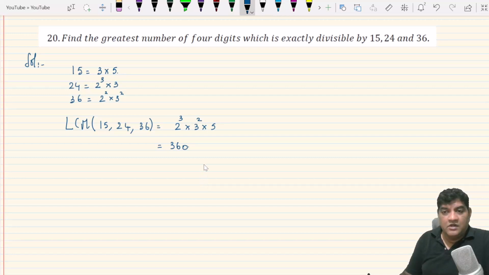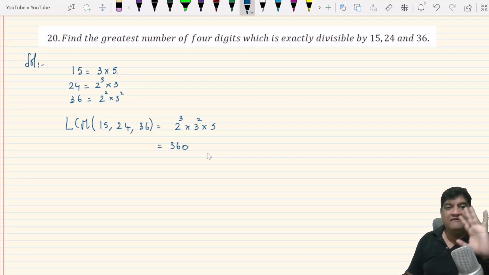Okay. Now, 360 is completely divisible by 15, 24 and 36. And all the multiples of 360 are completely divisible by 15, 24 and 36, which is 720 and then the next number, and it just goes on like that. So I now need to find out the greatest four-digit number, right? So what am I going to do? I'm going to take the greatest four-digit number.